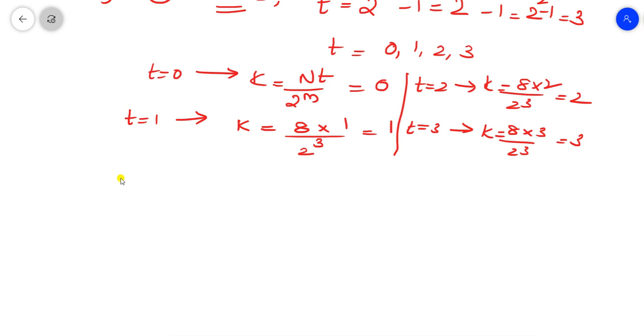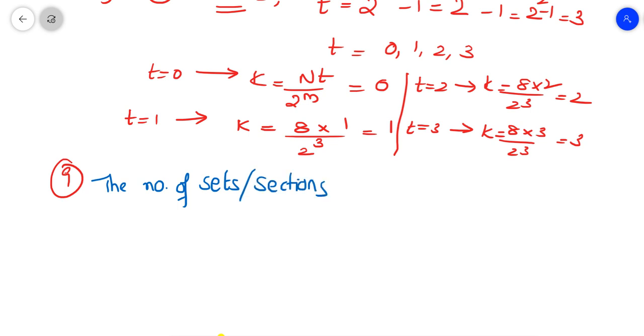Okay, now the ninth step. What is the ninth step? The number of sets or sections of butterfly in each stage, which is given by 2 to the power of M minus small m. That means in stage 1, here 2 power capital M value is 3 and small m value is 1. For stage 1, its value is 1.